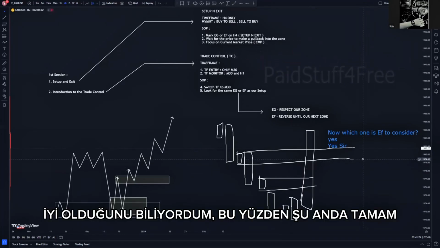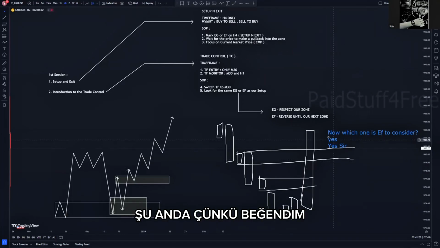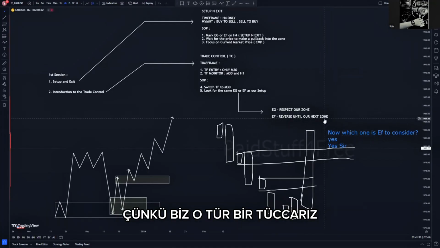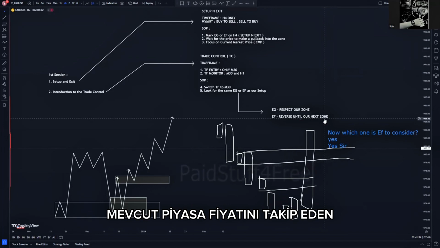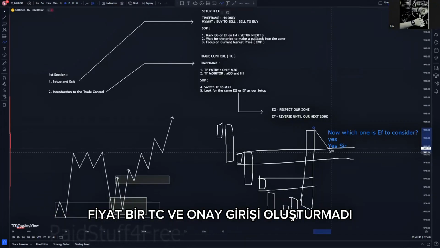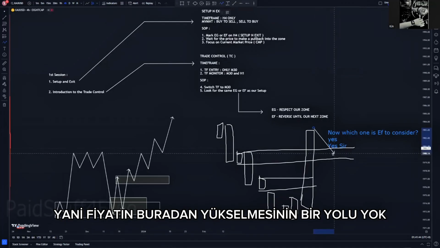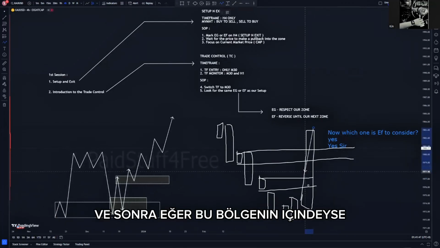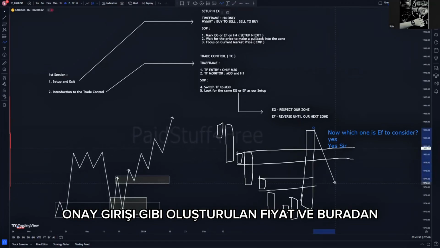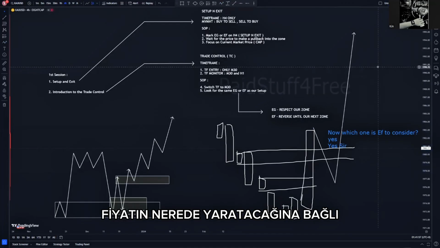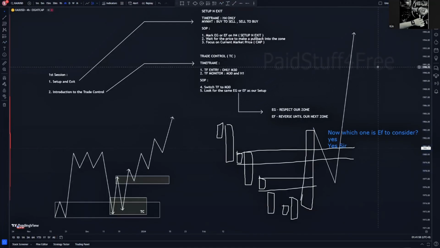I knew it. Okay, so that's why we need to focus on the current market price, because we are the kind of trader that follows the current market price. When the price makes a pullback and right over here the price didn't create the confirmation entry, there is no way for the price to go up from here. The price is going to go deeper again. And if inside of this zone the price created the confirmation entry, then from here the price is going to go up. It depends on where the price is going to create the confirmation entry. Get it?